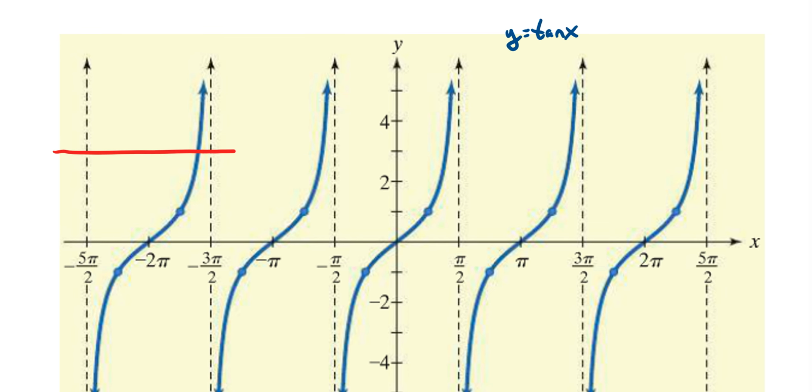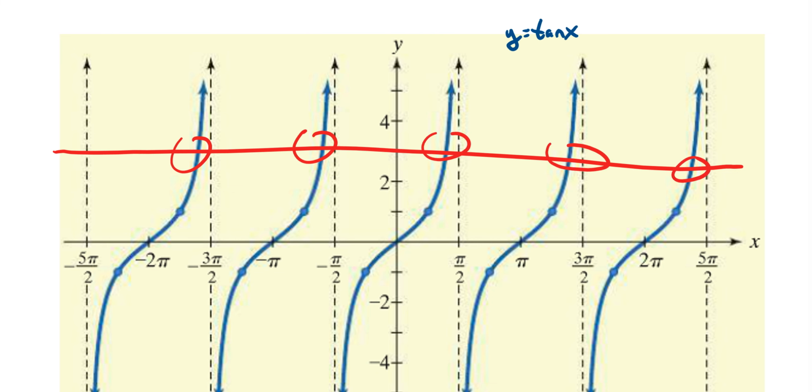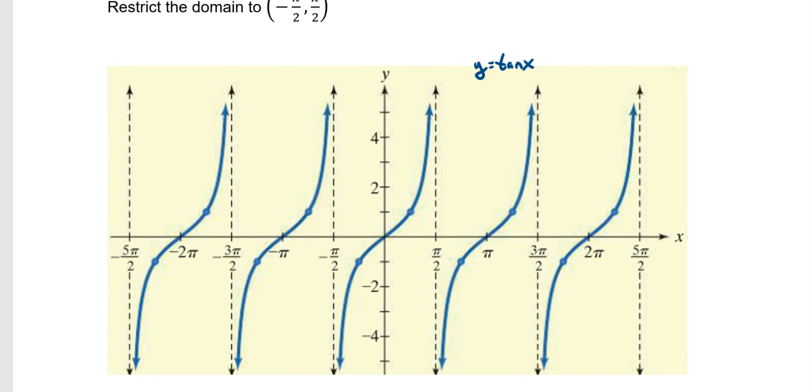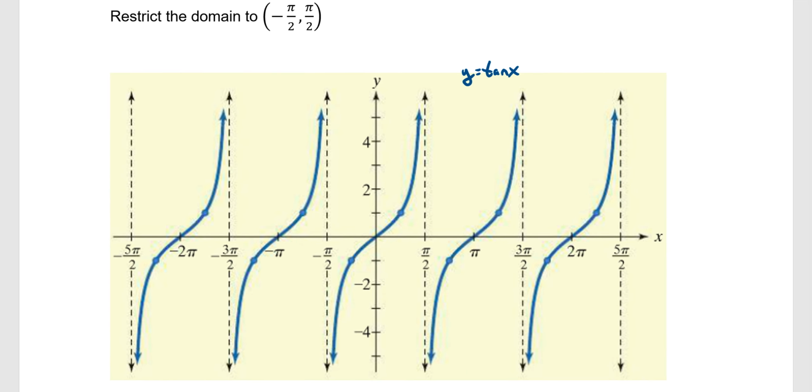It super fails the horizontal line test because any horizontal line will intersect the graph an infinite number of times. So at first glance, we would say that it does not have an inverse function, but we need it to in order to answer questions.